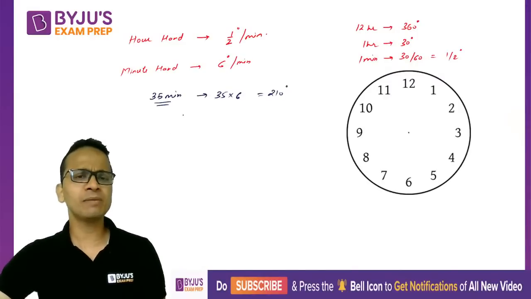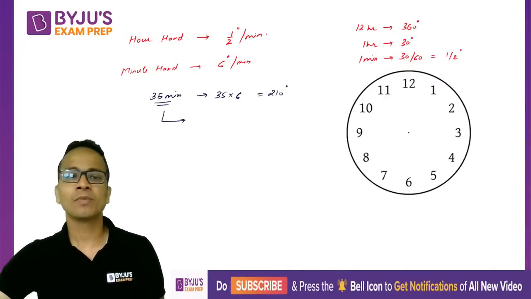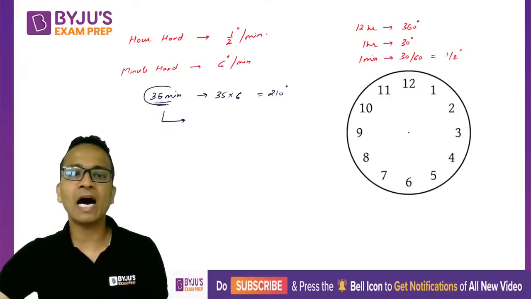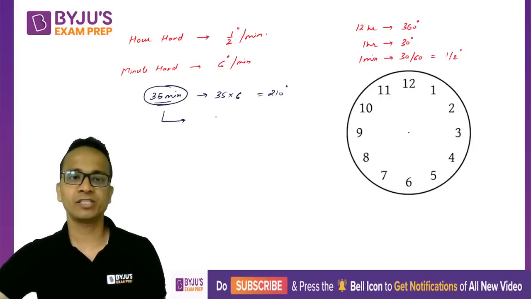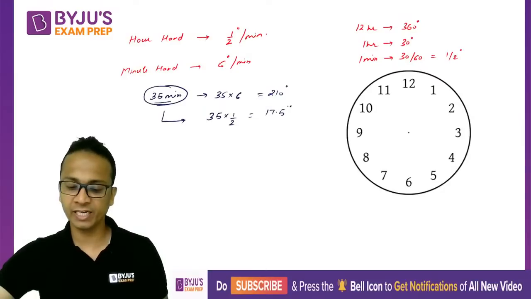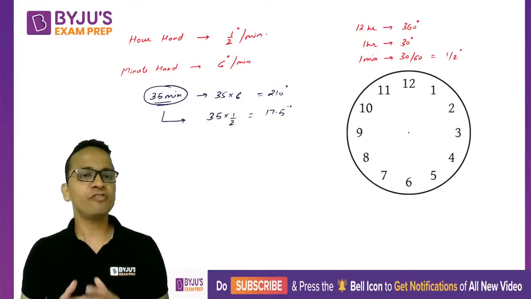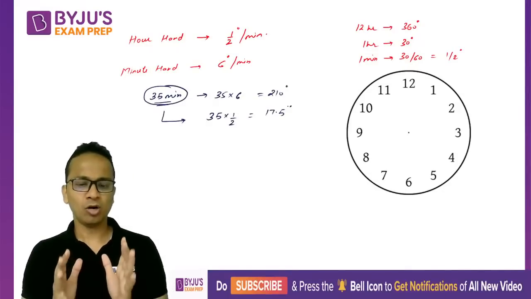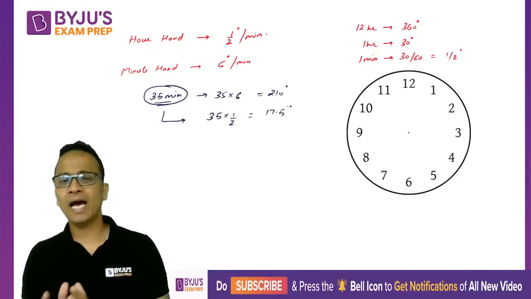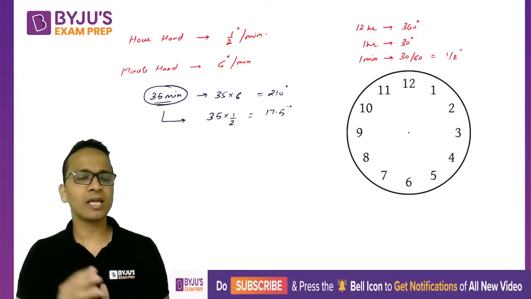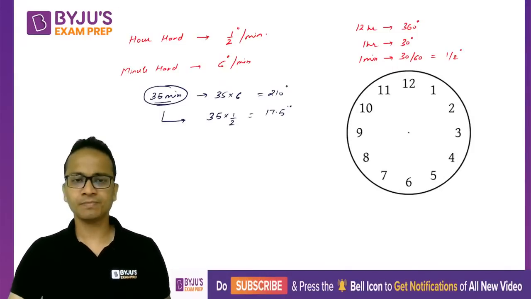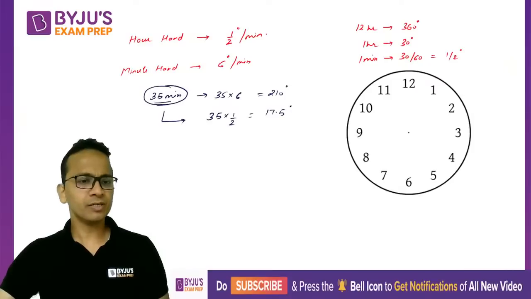Now, if I ask you the same question for the hour hand, what is the angle covered by the hour hand in 35 minutes? So, the angle covered by the hour hand will be 35 into half. You can write it as 35 by 2 or 17.5 degrees. Okay. So, these may be the direct questions that we may get on the angle covered by the hour hand and minute hand in a given amount of time. All right.